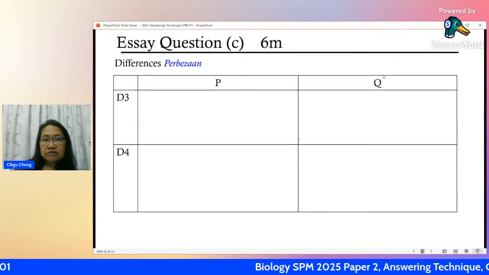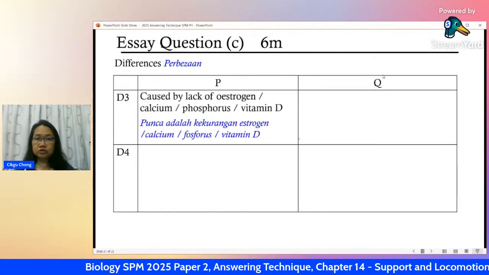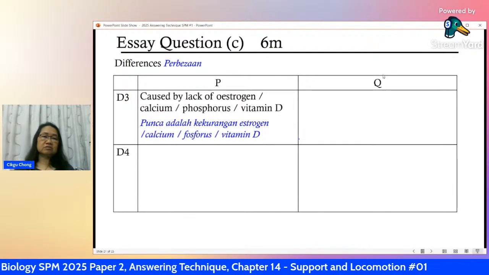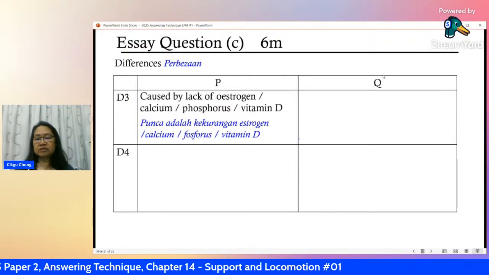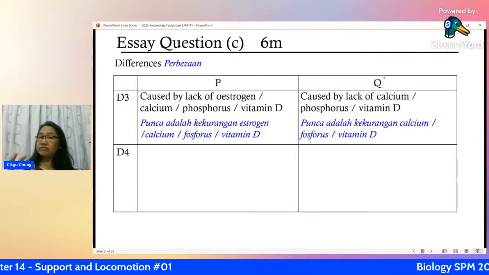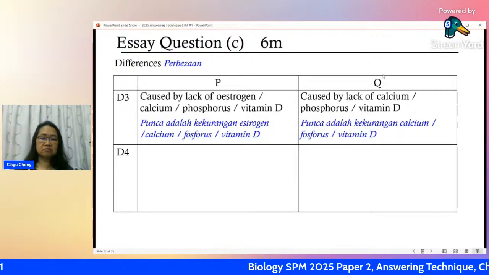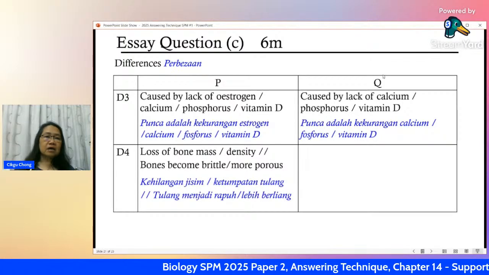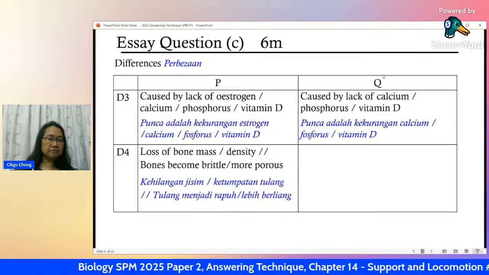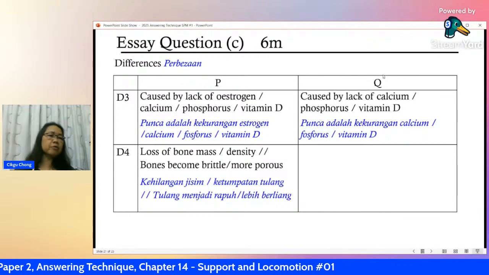Other differences. For P, caused by lack of estrogen. So specifically it is estrogen, or calcium or phosphorus or vitamin D. And for Q, it is specifically caused by calcium or phosphorus or vitamin D. Nothing to do with estrogen. Disease P here is caused by or due to loss of bone mass.